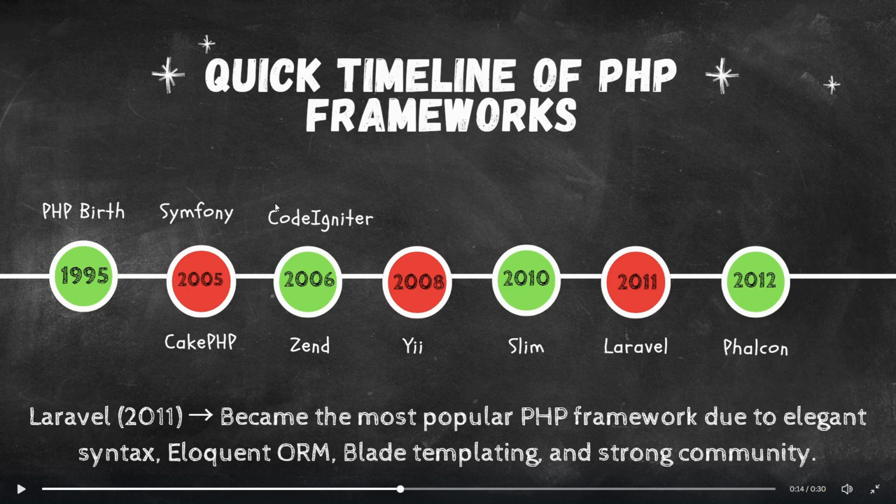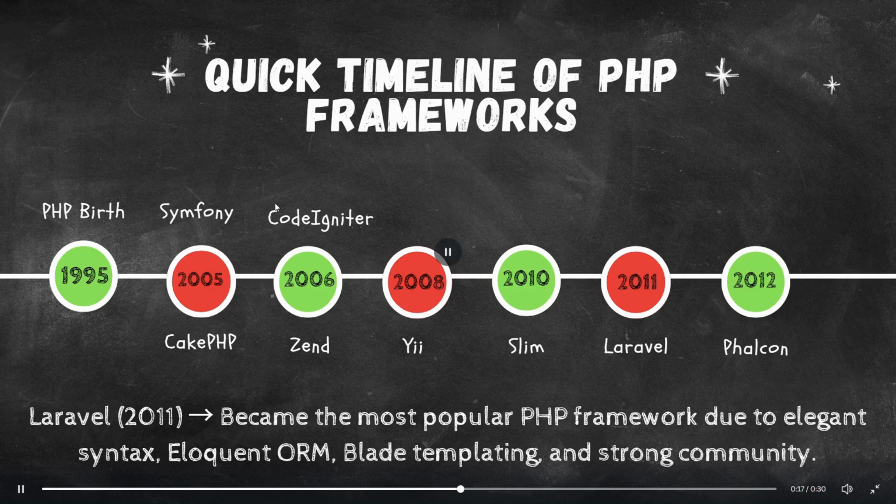So elegant syntax means very easy to read, easy to write syntax, a very clean way to write syntax, Laravel key. Okay, Eloquent ORM means you are able to handle DB queries in a very simple way without writing too many complex SQL queries. Okay, Blade templating, like you can mix PHP content with HTML and render it. Okay, and strong community. That's all.